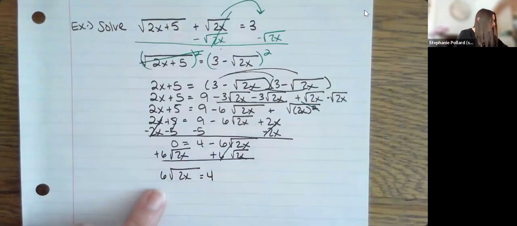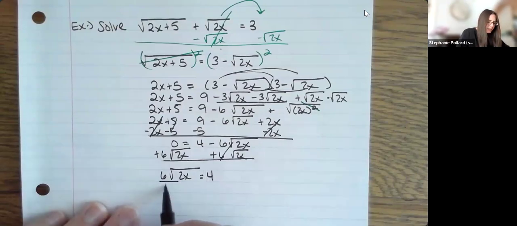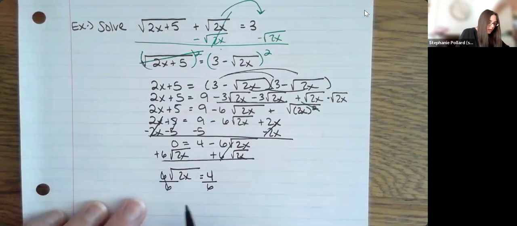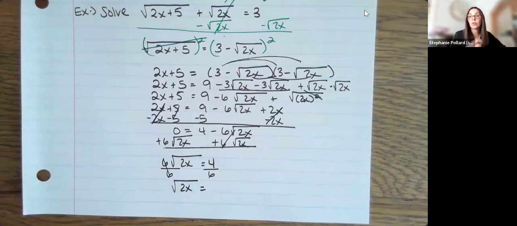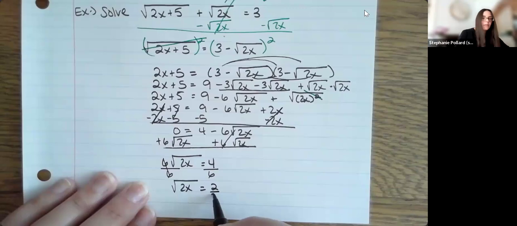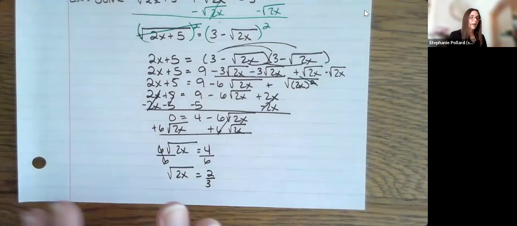I'm also going to get rid of the 6 out front here. There's different ways you can do this problem, but I like to just get rid of that 6. I find it easier. So I have root 2x. Now 4 over 6 can be simplified to 2/3, right? I can divide those both by 2. So I have 2/3. So I like to simplify as much as I can and really get that radical by itself.